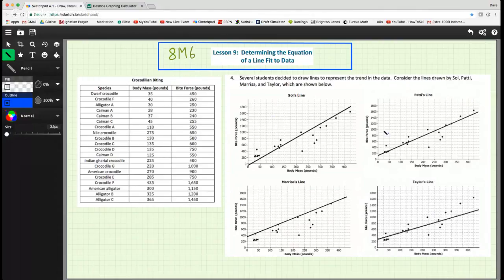Okay, so now the exercise at hand is for us to figure out who out of these 4 students has the best fit line. Notice how these are all the same data points on every single graph. I'm just circling a set of them here. These 2 are the same as these 2 and these 2. Those are all the same points. But we are trying to figure out whether Saul, Patty, Marissa, or Taylor does the best job of line fitting here.